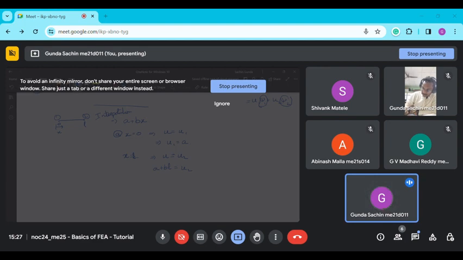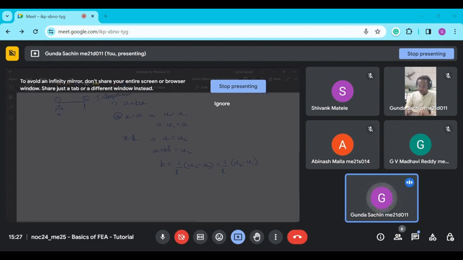At x equal to 0, u will be u1. So if you substitute, you will get a as u1, and at x equal to L, u is u2. That is, you will get a plus bL is u2. So b is 1 by L times (u2 minus u1).